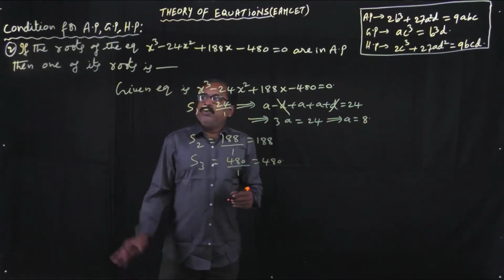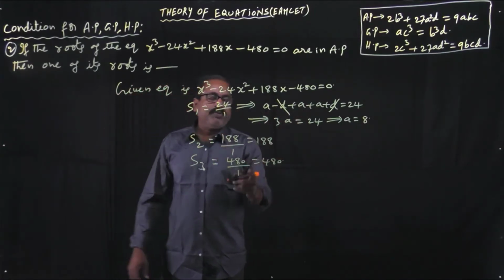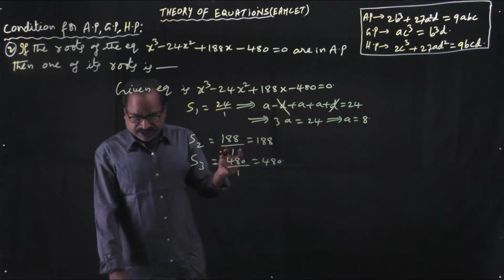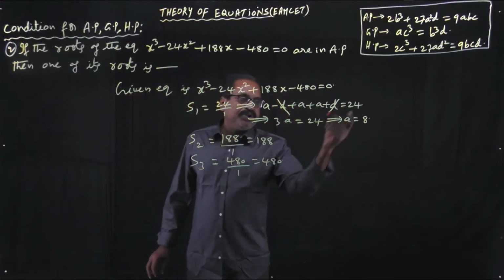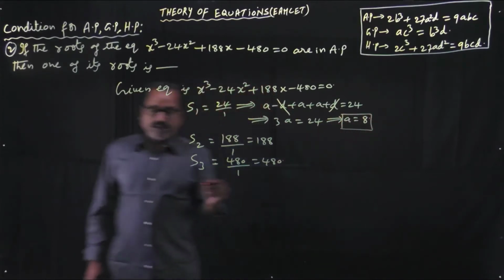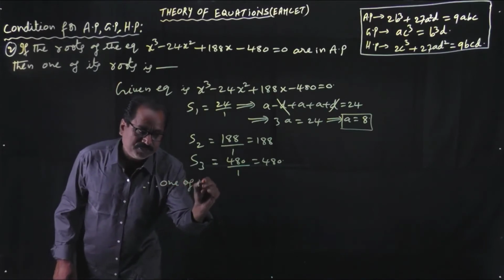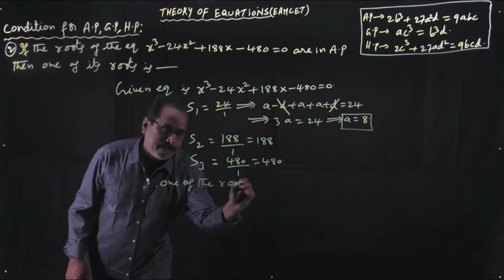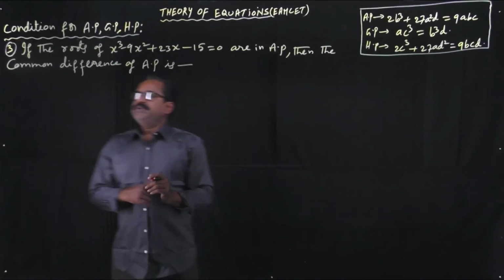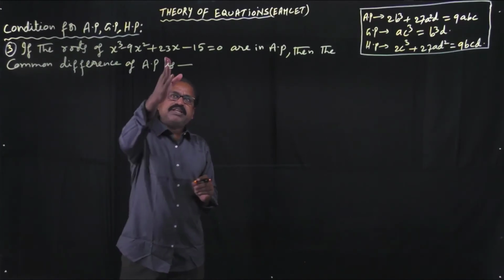So S1 is equal to 24, sum of the roots: a minus d plus a plus d is equal to 24, we get a is equal to 8. So one of the roots is 8.